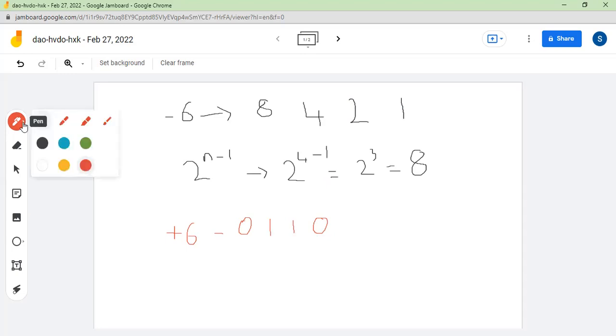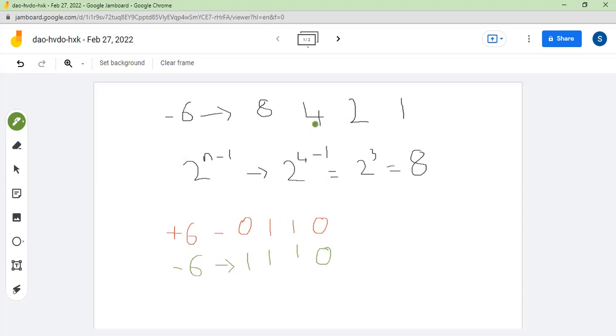Now if I would like to represent -6, how am I going to do it? The first bit, the MSB here, is 0. Simple, just make it 1, keep the rest the same: 1, 1, 1, 0. That's how it is. It's so simple, isn't it?